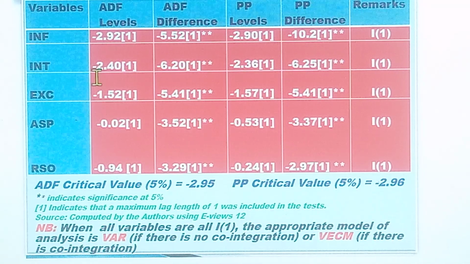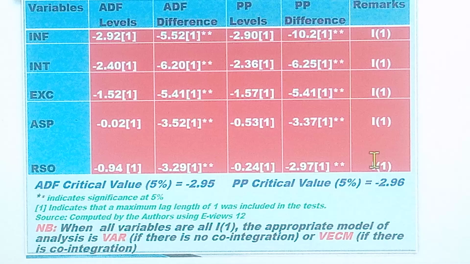So we do so for the other variables. Interest rate is also not stationary at level, but stationary at first difference for the two unit root tests we have used. If you look at exchange rate, ASP, that is asset price, and real sector output, they are all not stationary at levels, but they become stationary on first differencing. Therefore, we say that all the variables used here are integrated of order 1. So in this case, the variables are all integrated of the same order, and the order of integration is 1. That is, they are all stationary at first difference.